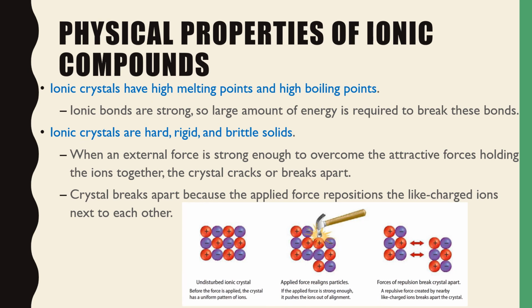The next physical property of ionic compounds is that they have high melting points and high boiling points. Ionic bonds are the strongest of all the bonds that we'll talk about. And that's because there are so many attractive forces. They're just all over the place. Because it's not one single bond and it's millions of them, it requires lots and lots of energy to break those attractive forces apart. The next is that ionic bonds are crystals that are hard, rigid, and brittle solids.